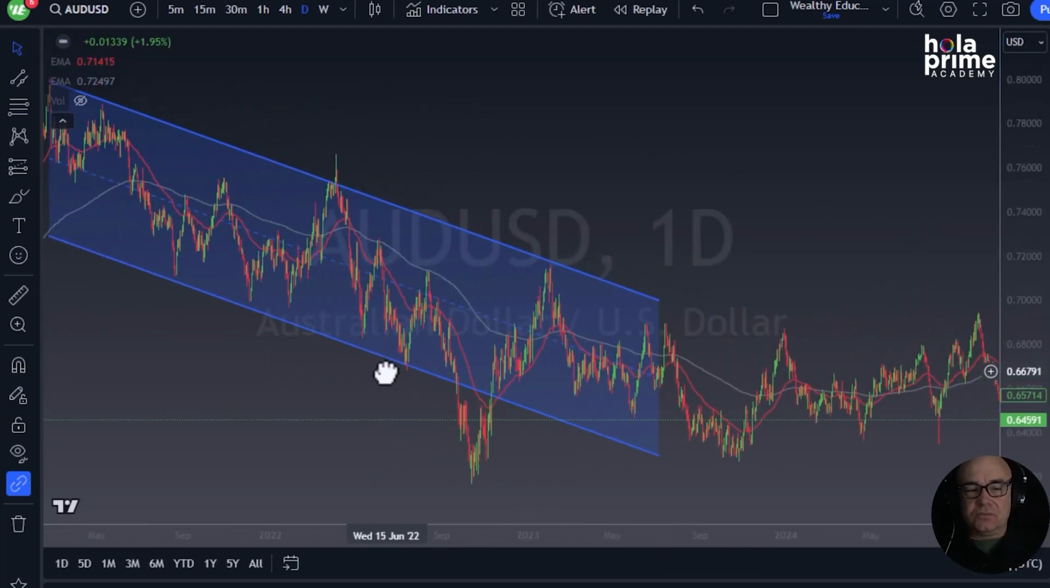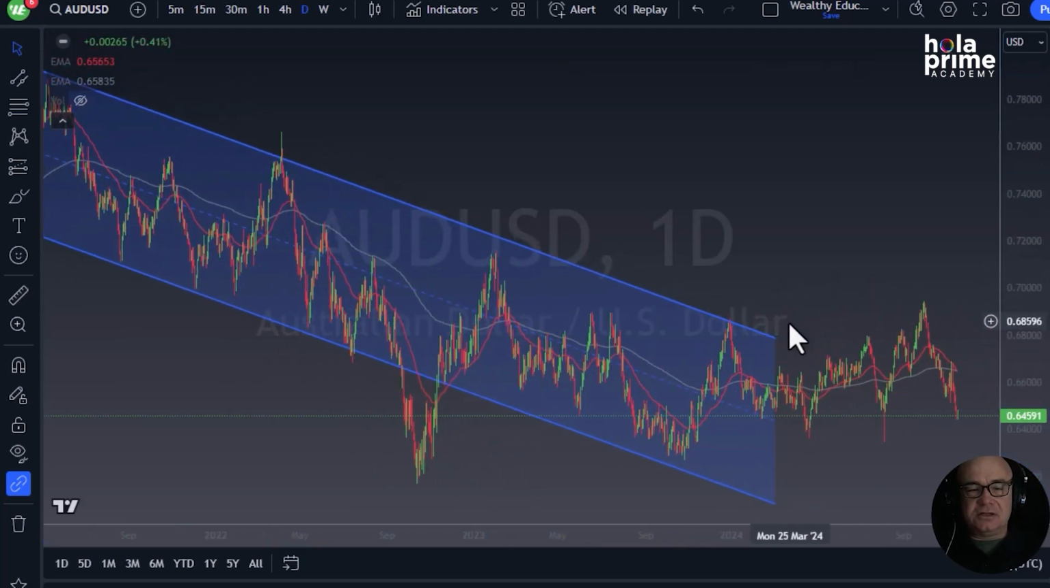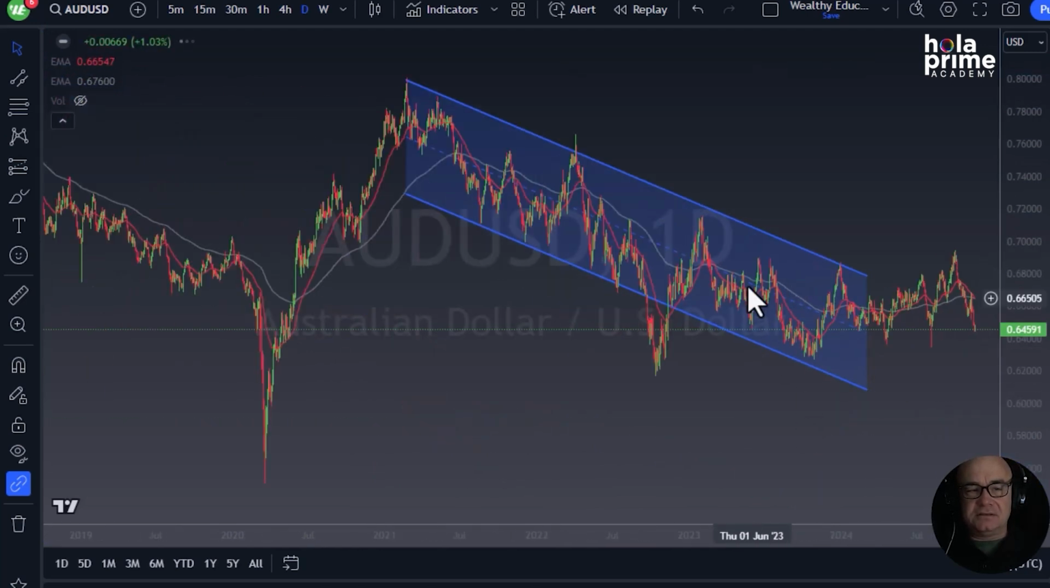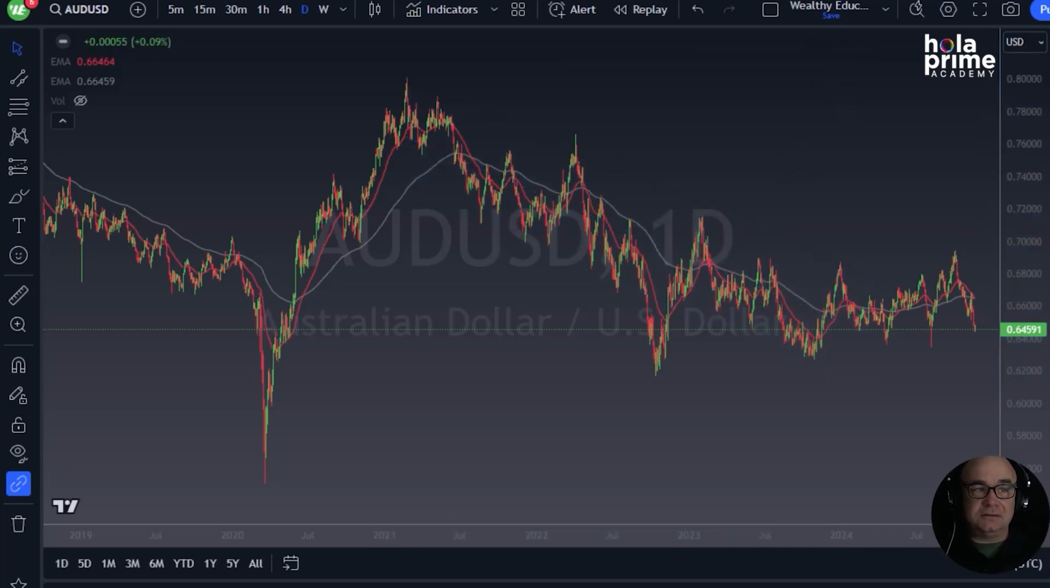Now notice recently, this sideways action has actually started to try to break out of this channel. So will that be a sign that the Australian dollar is about to change trends? We don't know at the time of recording, but it is something worth watching.